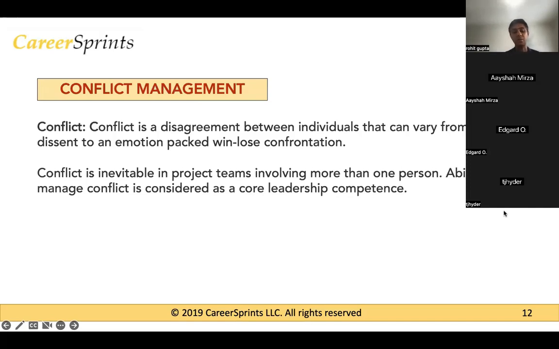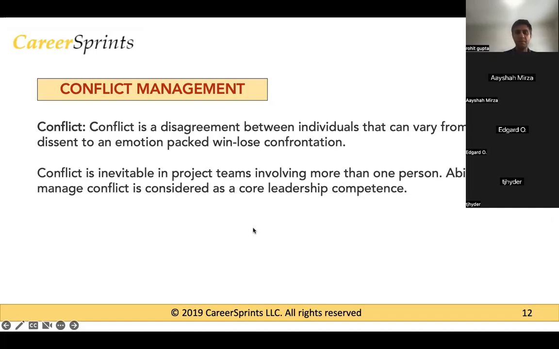So let's first understand what is the meaning of conflict. In general, if you read the definition of a conflict, it says conflict is a disagreement between individuals that can vary from mild dissent to an emotion packed with win-lose confrontation. Conflict is inevitable in project teams involving more than one person, and the ability to manage conflict is considered a core leadership competence. So first of all, let's understand what conflict is and where does it come from.